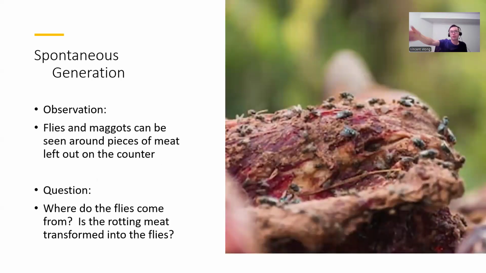So the scientific method, you should know by now, I hope you know by now, involves, as the first step, making observations. The observation he made was that flies and maggots can be seen around pieces of meat left out on the counter. Following observation, you have to ask questions. The question he asked was, where do flies come from? Is the rotting meat transformed into the flies?